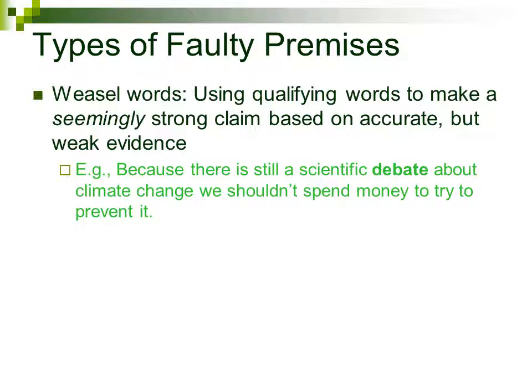Moreover, while there might be a debate, it is pretty one-sided, with something like 5% of climate scientists saying that there is no man-made global warming, while 95% of climate scientists say there is. So the key point is that the weasel word debate makes this statement technically correct, but in reality it's a normal aspect of science and is minor at best, and thus this statement is, again, accurate but weak.